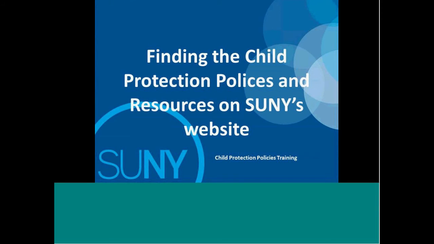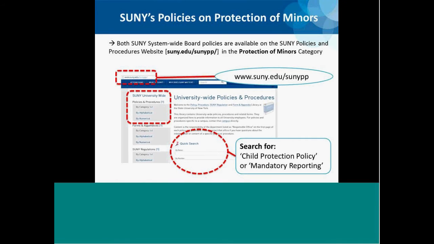Finding the Child Protection Policies and resources on SUNY's website. You will find the Child Protection Policy and the Mandatory Reporting Policy on the SUNY.edu System-Wide Policies and Procedures website. The URL address for that website is shown on this slide, and you can access the policies by going directly to that link, or you can search by policy name. You can also search by category of policy. These particular policies are under the Protection of Children category.